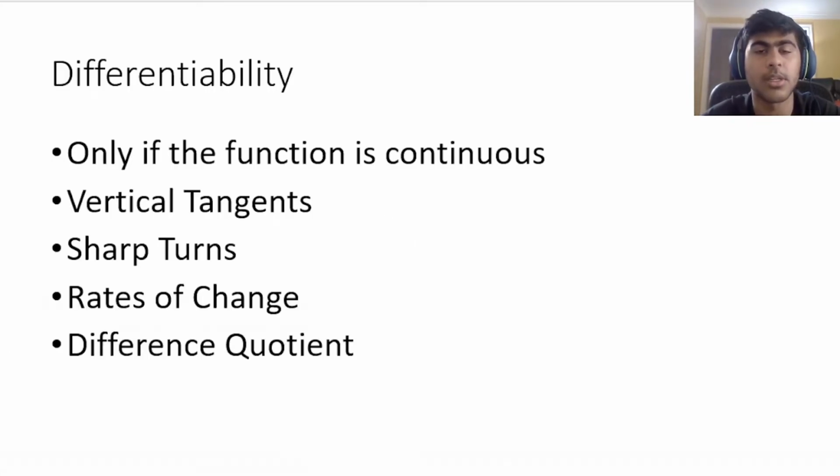Alright, so differentiability, what all that really means is if you can take the derivative at a point, and that derivative will be defined. And you can do this if the function is continuous, right? If the function is not continuous, it's not differentiable, never. If the function has a vertical tangent or a sharp turn, we'll define what both of those mean, then it cannot be differentiable. And differentiability is a way to measure a rate of change as well as the difference quotient between two things. Those are two things that we'll continue and learn in the coming problems.